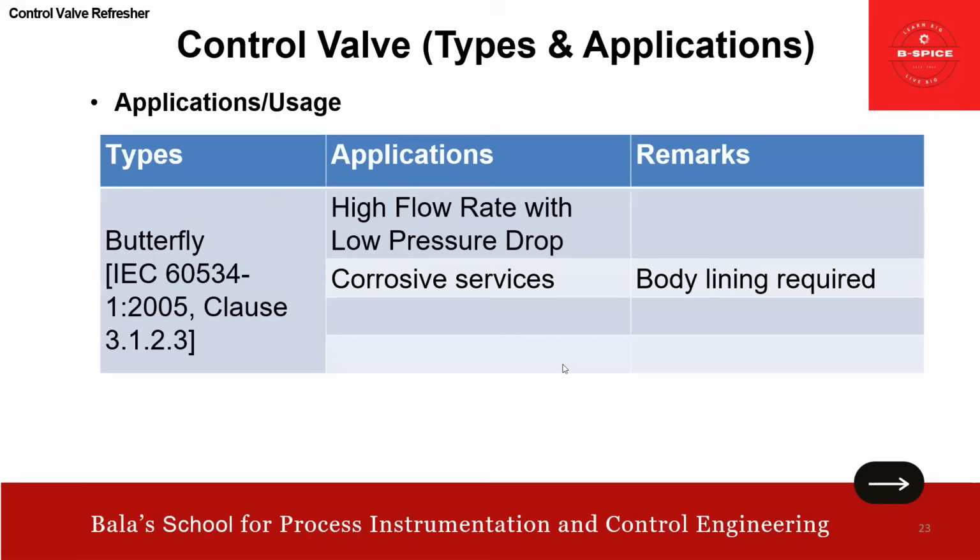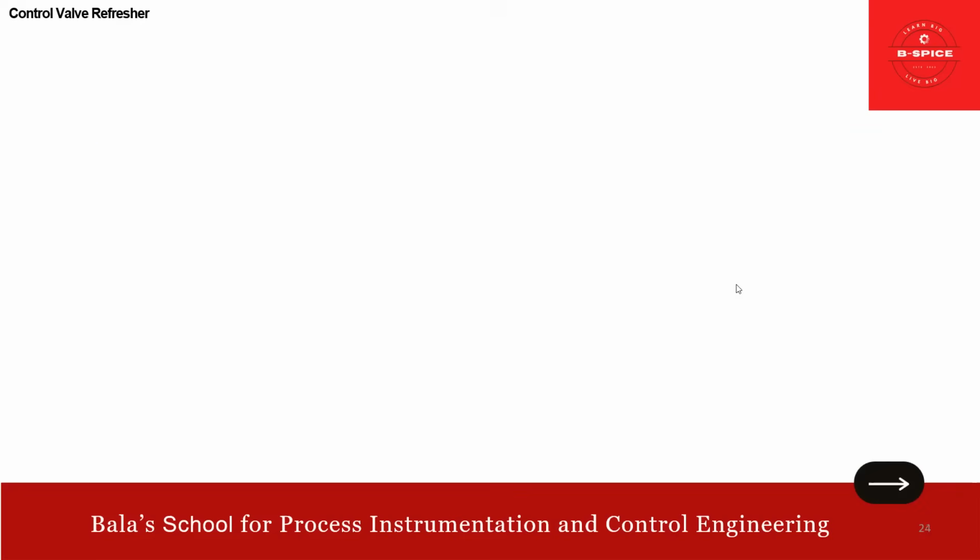Then we talk about the butterfly valve, IEC 60534-1:2005, clause 3.1.2.3. This is used for high flow rates and, most importantly, with low pressure drop. If it is low pressure drop, we should deploy a butterfly valve. Of course, it's also used for corrosive services where body lining is required. This is about the butterfly valve.